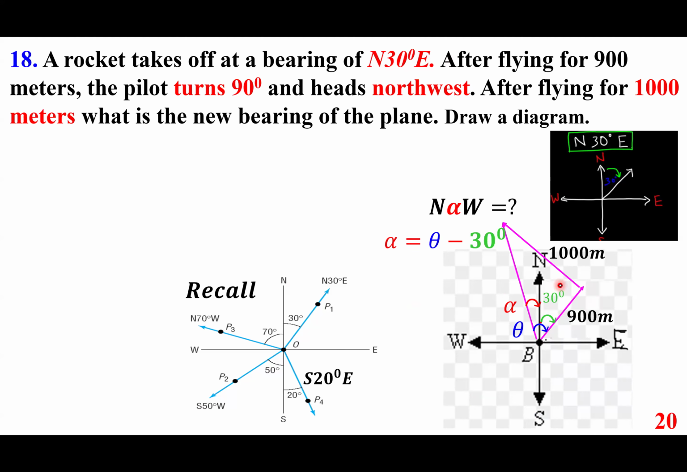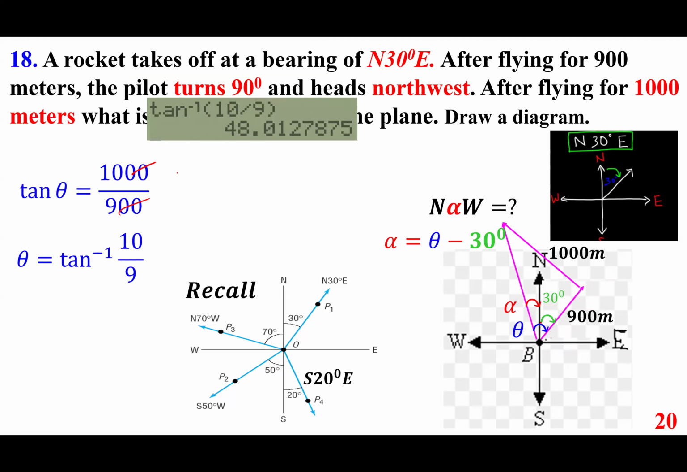So I hope everybody's clear how we are doing it. One more time quickly. So we are going in this direction, and then this direction, 900 and 1,000. And we want north, alpha, west. Alpha is the difference between theta and 30, and theta in this triangle is tan of theta is the opposite 1,000 over 900. That means tan inverse of this number, and I can drop a couple of zeros, 2 of them. So theta is tan inverse of 10 over 9.